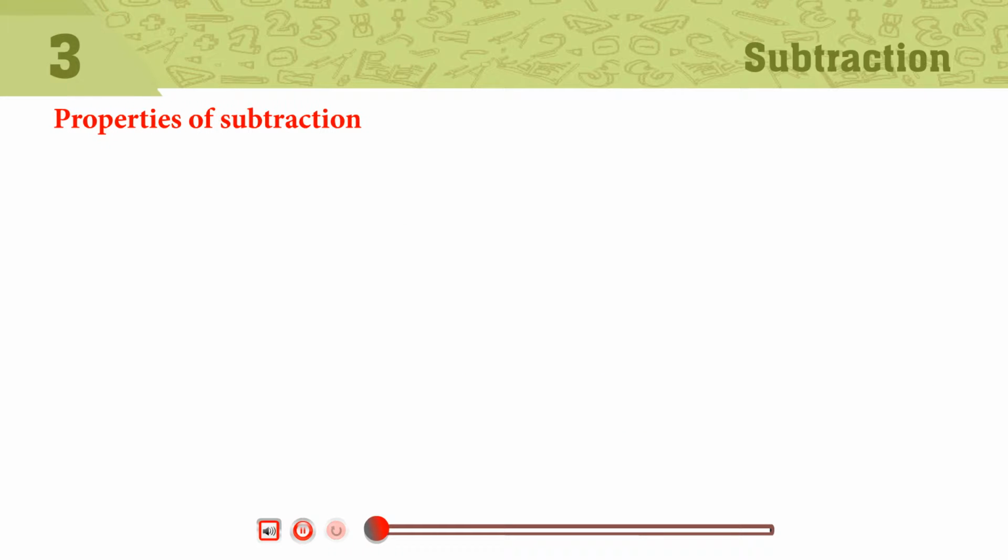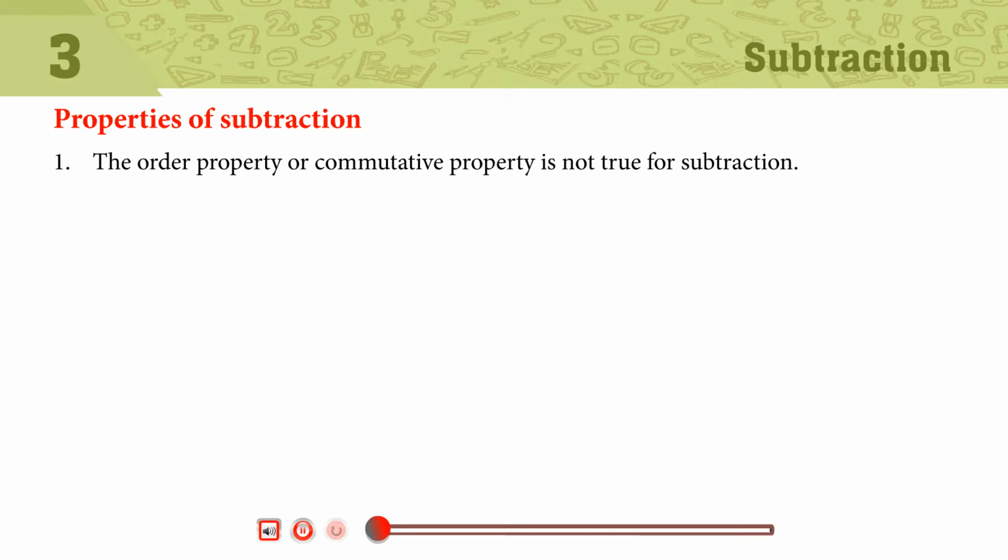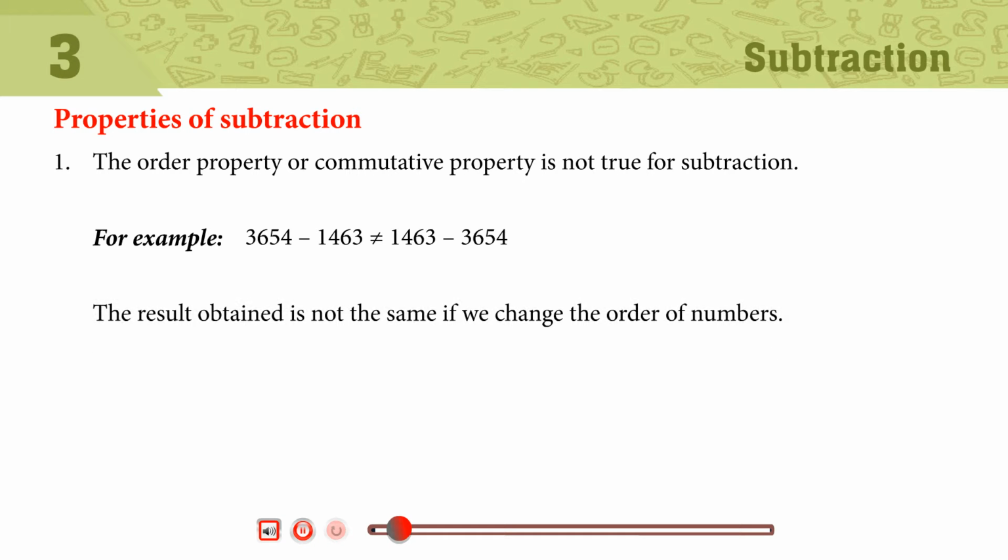Properties of subtraction. The order property or commutative property is not true for subtraction. For example, 3654 minus 1463 is not equal to 1463 minus 3654. The result obtained is not the same if we change the order of numbers.